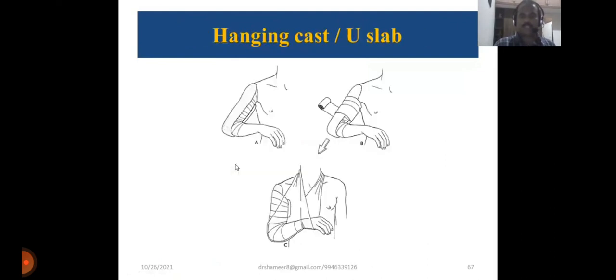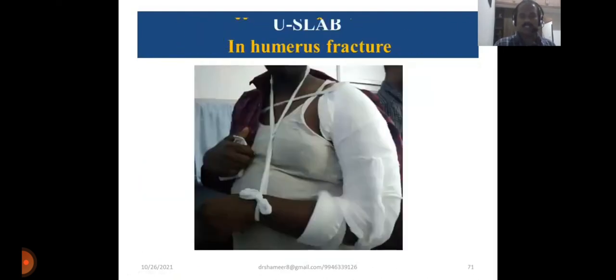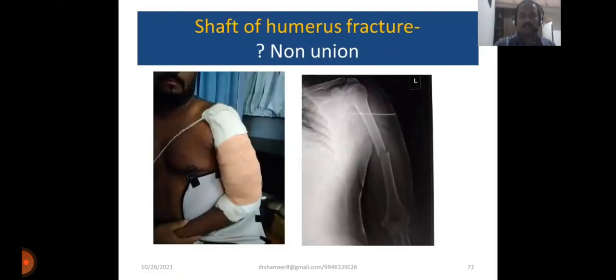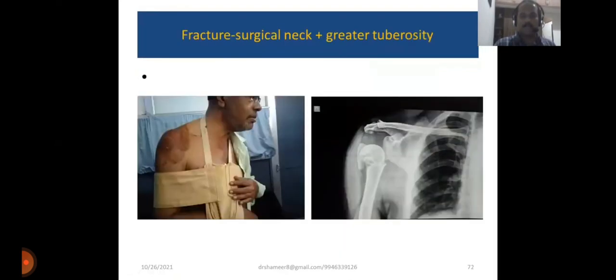And the humerus shaft fracture. Okay, this fracture is not in our topic actually. Shaft. This is the fracture of the surgical neck, with tuberosity fracture. Actually it is surgical, but the age of the patient is 84. So this is managed with a shoulder immobilizer. We can manage without surgery if the patient is above the age of 80.